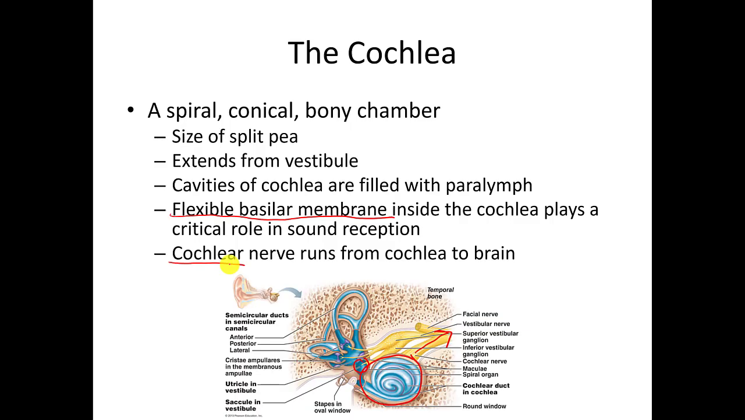Now, let me go back to this. We didn't talk about a cochlear nerve as a cranial nerve, but we did talk about the vestibulocochlear nerve. And so you can actually see here that portion coming from the vestibule, and then you can see that portion of the nerve coming from the cochlea, and you can see where they merge together. So that is the vestibulocochlear nerve.